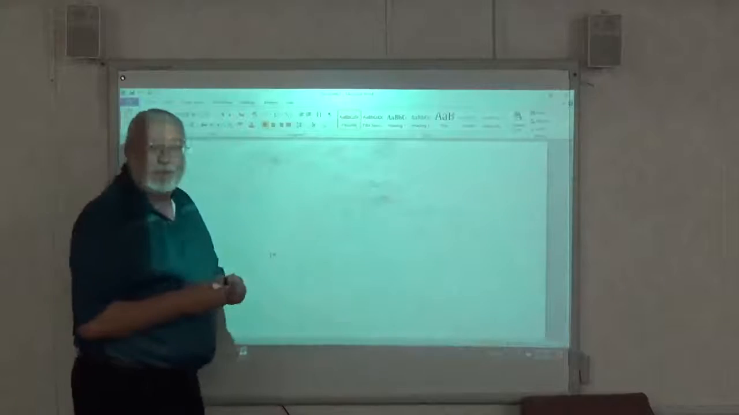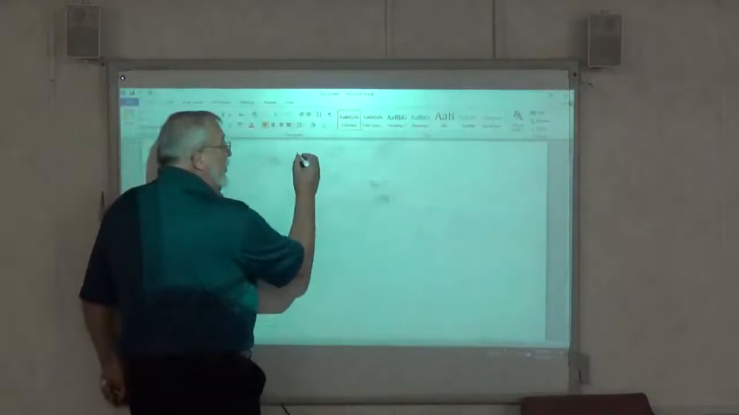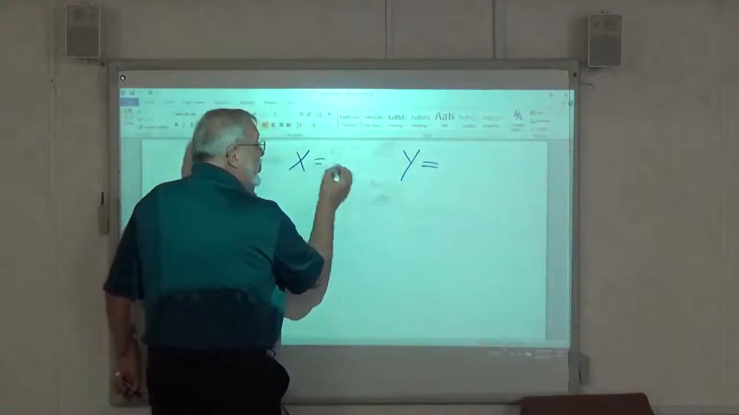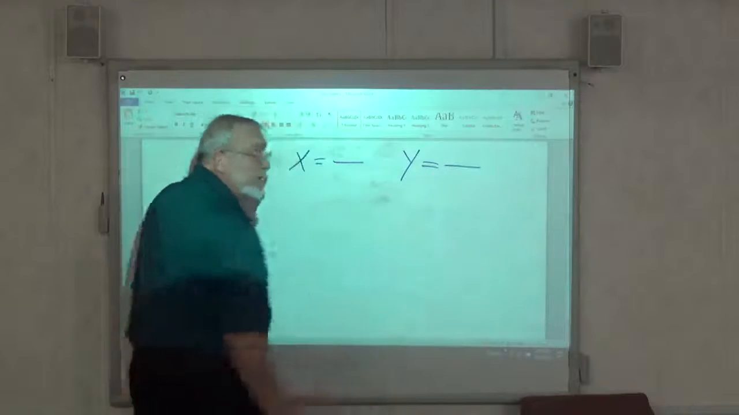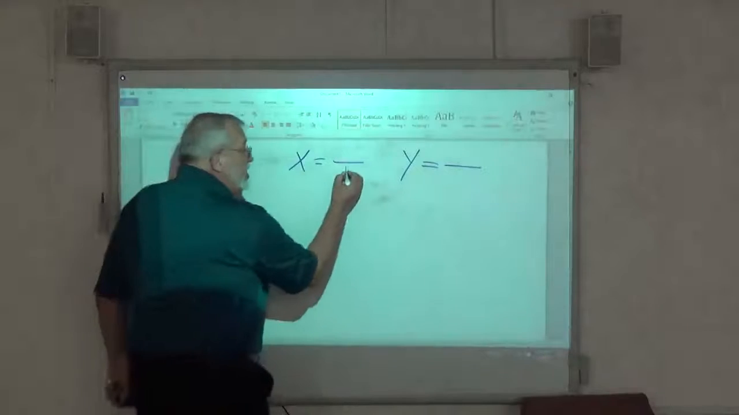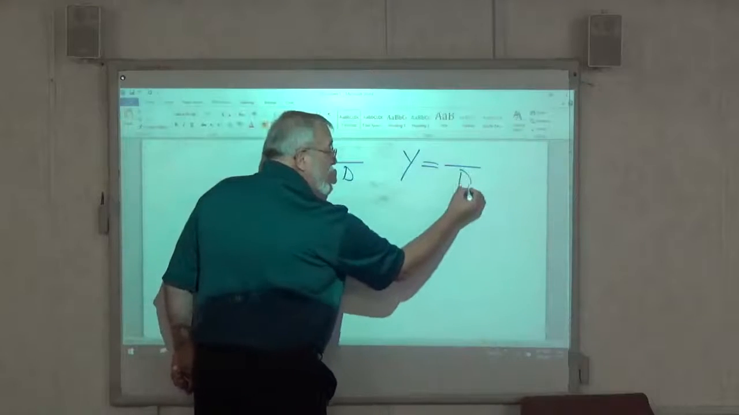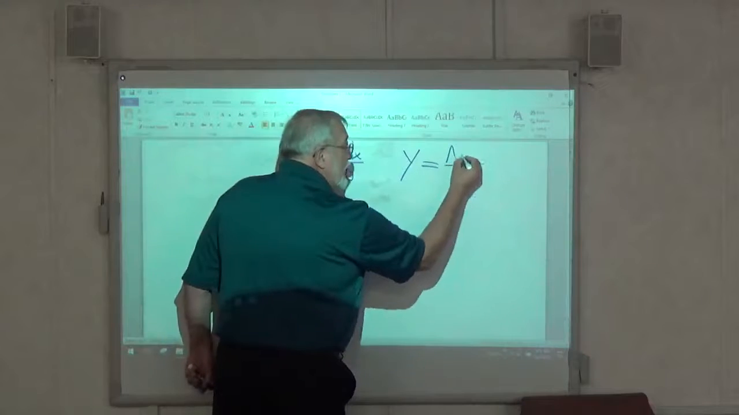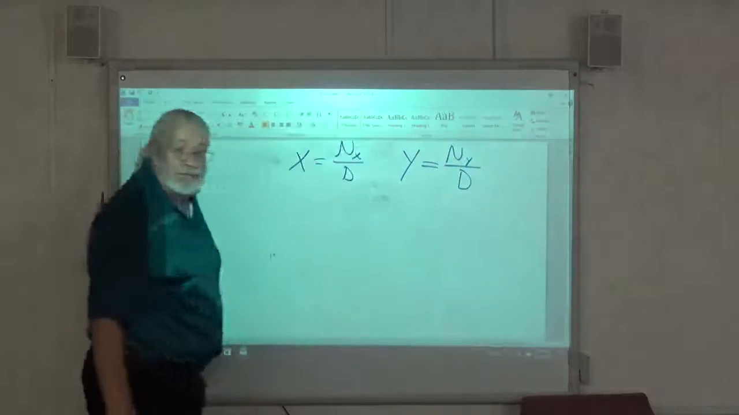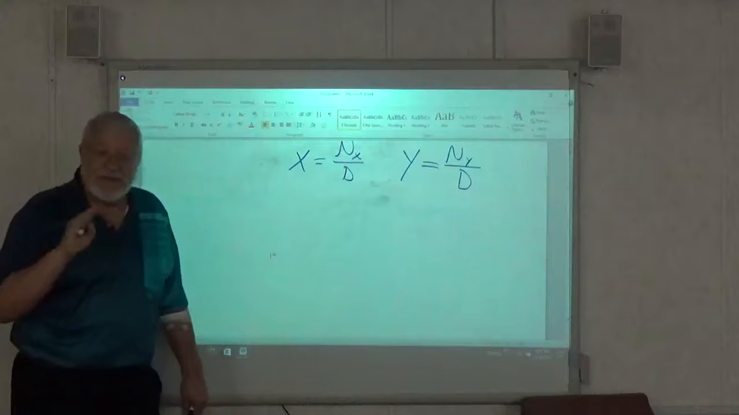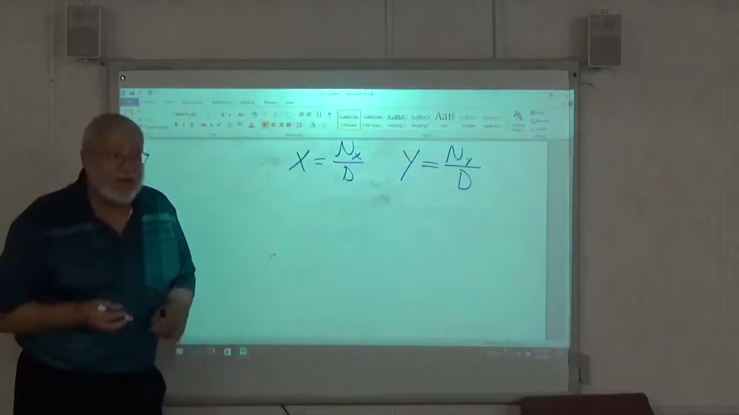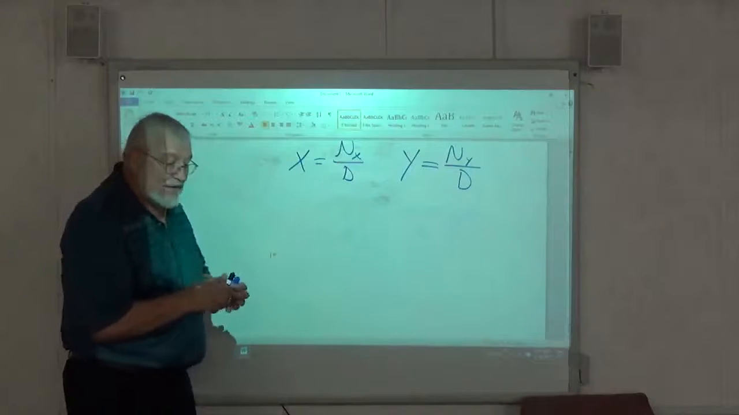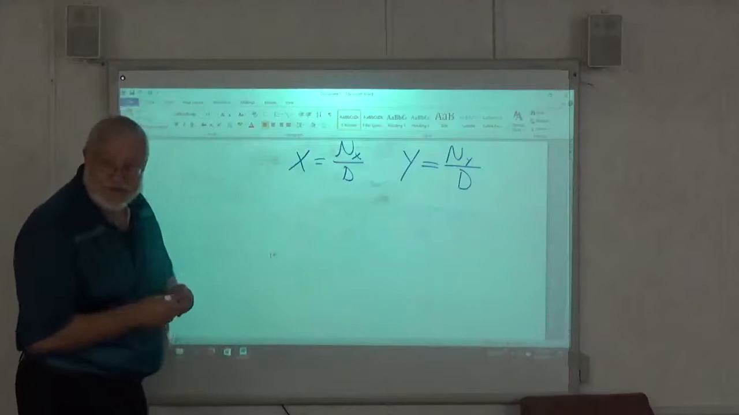Okay, here's what's going to happen. We need to know what x equals and what y equals. And it's going to be a fraction. We're going to have a denominator, and then we're going to have a numerator for the x and a numerator for the y. Now, what's nice about this, it's the same denominator in both cases. Okay? Now, let's take two equations and let's try to figure this out.